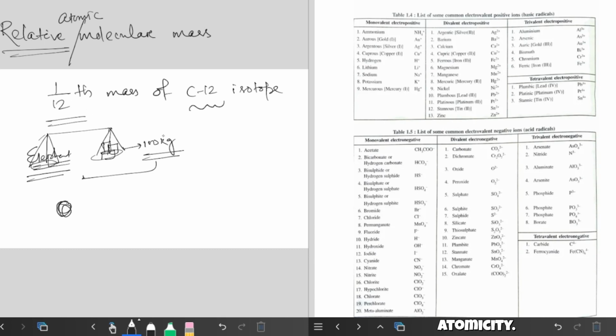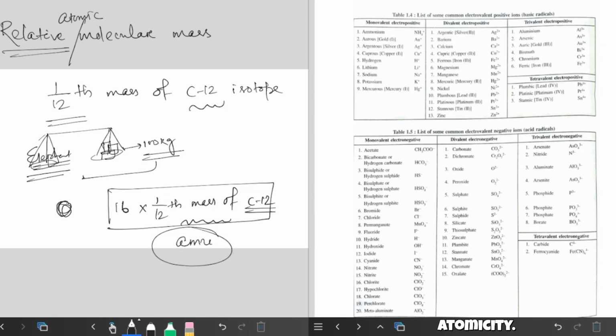Similarly, if we want to find the mass of any atom, let's say oxygen atom, the 1/12 mass of carbon C12 isotope required is 16. That means 16 times 1/12 mass of carbon C12, right? So this total term is relative because it is comparing with the known quantity, that is 1/12 mass of carbon C12. And this known quantity is known as AMU.